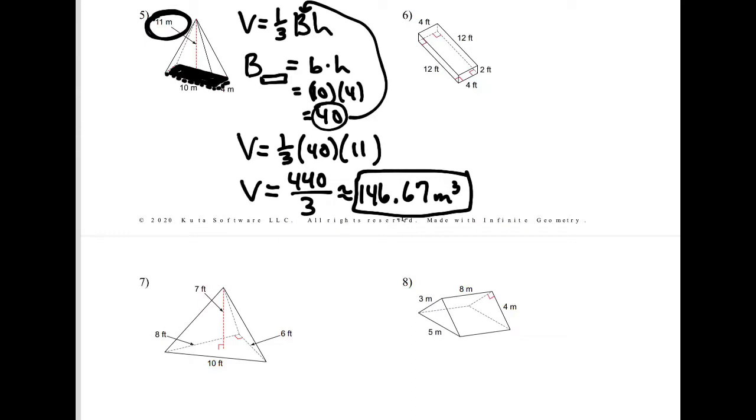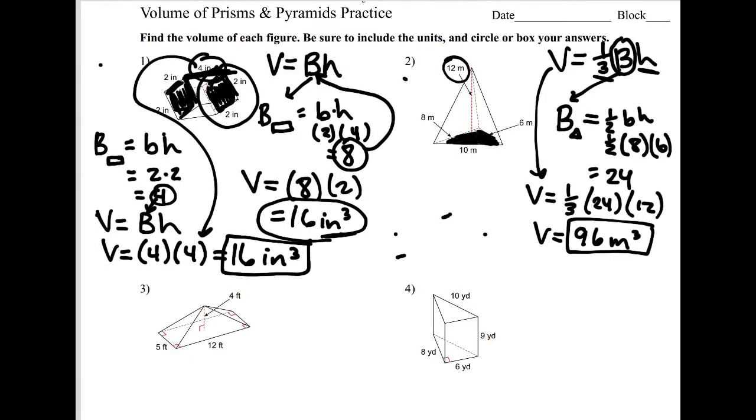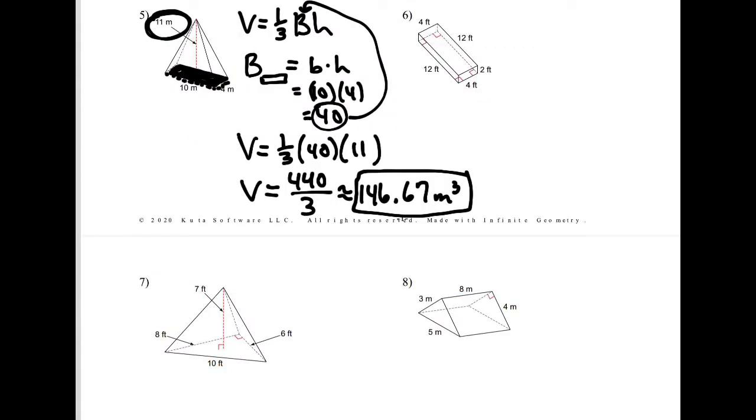So I think the last one I'll do is number 6. Or actually, maybe I should do 6 and 8. I don't think we did one like 8. Yeah, okay, we'll do 6 and 8. So on number 6, we can first identify that it is a prism because it doesn't come all to a point like a pyramid. So remember, the prism formula is just volume equals big B times h.